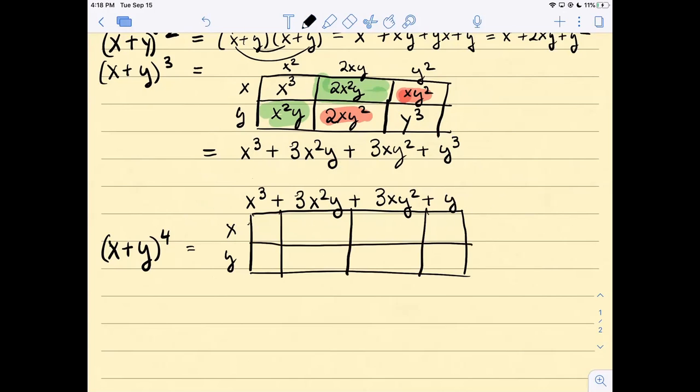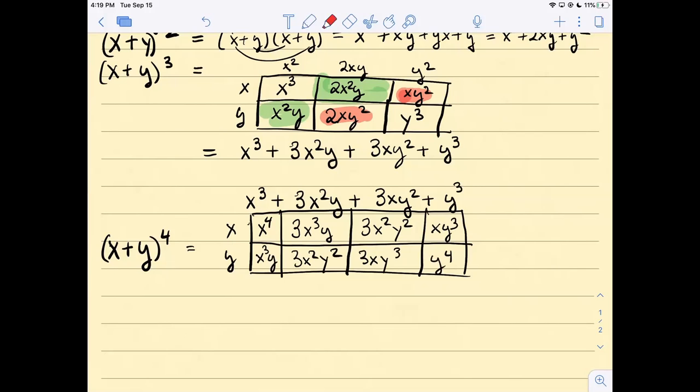And if you do it all out, this was going to be x to the fourth. This is going to be 3x to the third y. This is 3x squared y squared. This one is, oh, this is y to the third. This is x y to the third. And going here, you have x to the third y. And then you have 3x squared y squared, 3x y to the third, and then the last one is y to the fourth.